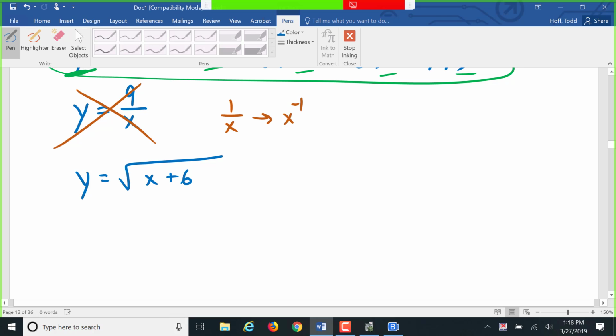How about y equals the square root of x plus 6? Remember, square root is really a power of 1/2. So that is not a function. That is not a whole number power on x.